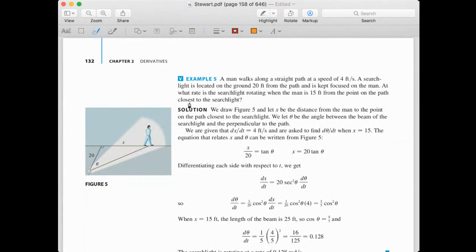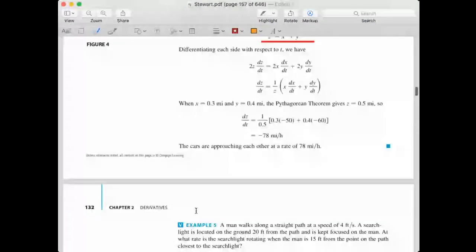Okay, example 5 is similar. Let's talk about example 5. Then I'll leave you some questions.